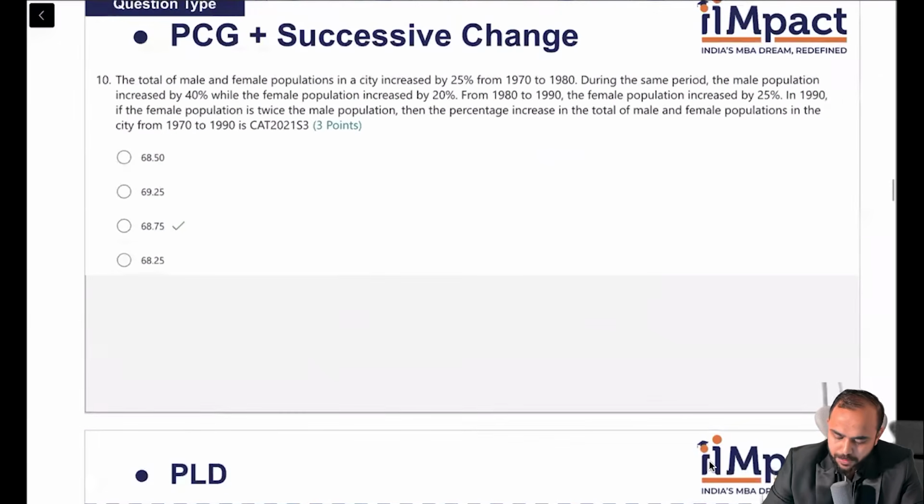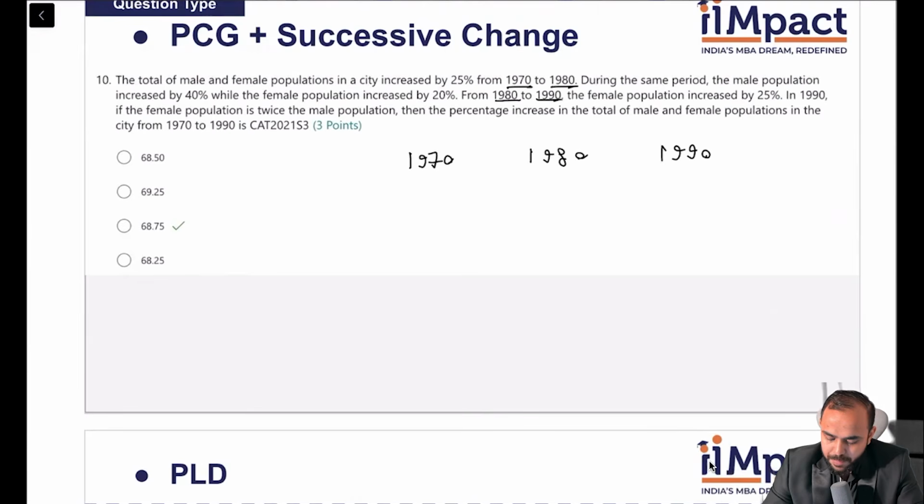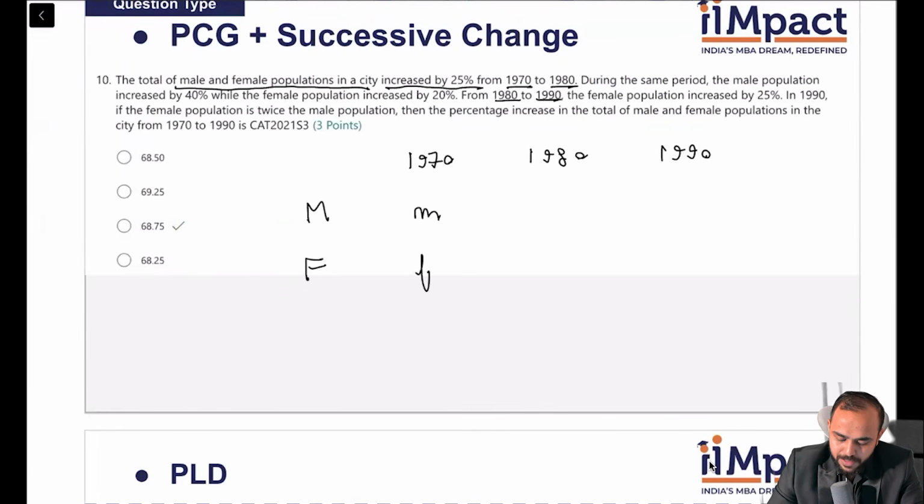Moving on. Total male female in 1970 to 1980, 1980 to 1990. So I already see that there are three periods given to me, 70s, 80s and 90s. So I would want to make some sort of a timeline. So let me make it 1970, 1980 and 1990. Now I have males and I have females. Total male and female population in a city increased by 25%.